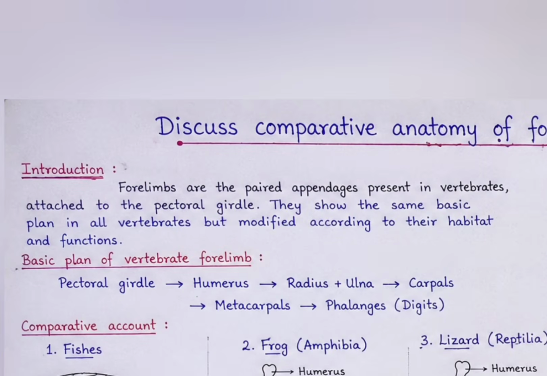Hello students, today our topic is a 12 marks question: discuss the comparative anatomy of forelimbs in vertebrates. It is a 12 marks important question.